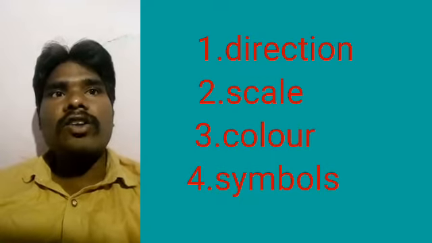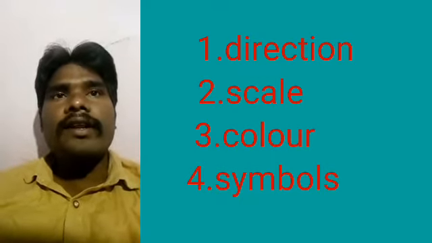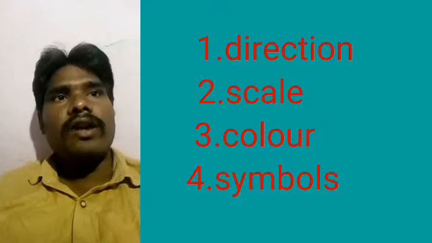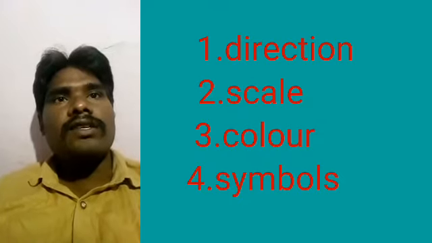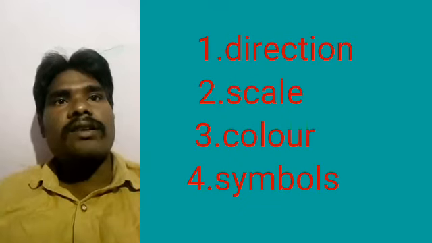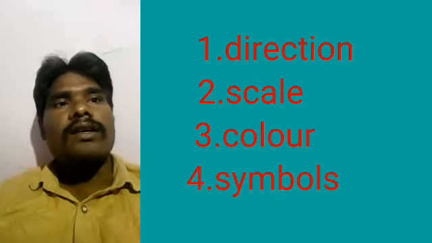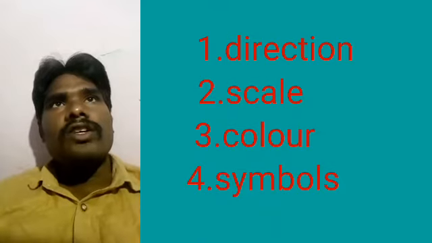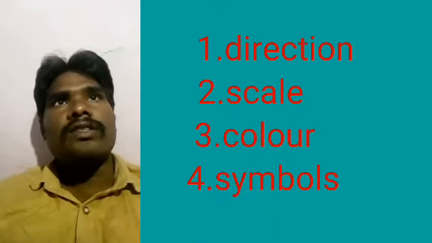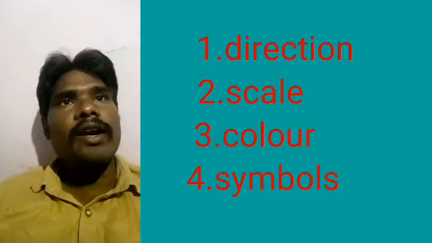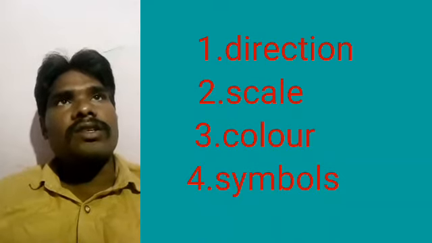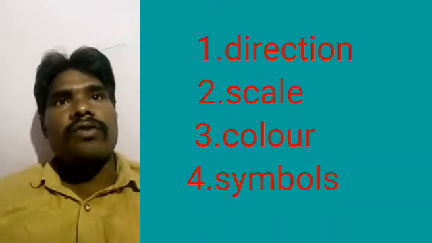Okay, students, not only that, you may know some sub directions also. If north is at the top, then south is at the bottom, east is the right and west is the left. If you know northeast lies between north and east, northwest between north and west, southeast between south and east, southwest between south and west, like this you may find. These are the sub directions: northeast, northwest, southeast and southwest.